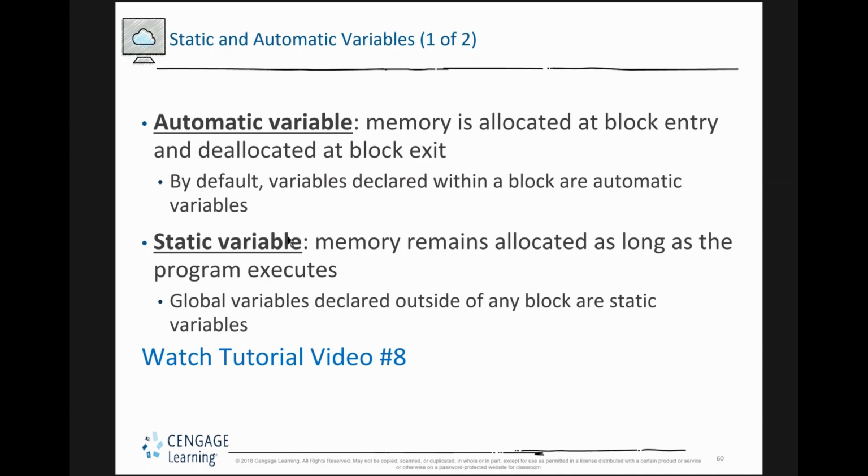A static variable: the memory remains allocated as long as the program executes. So this one is based on the function, right? And this one is based on the program. Global variables declared outside of any block are static variables, okay? And I suggest you watch tutorial video number 8, and it gives you a little more details on this.